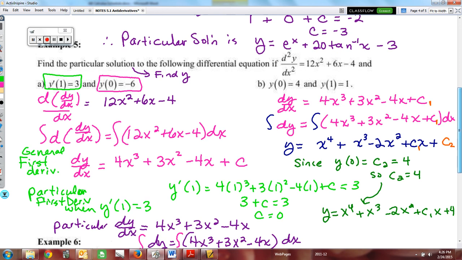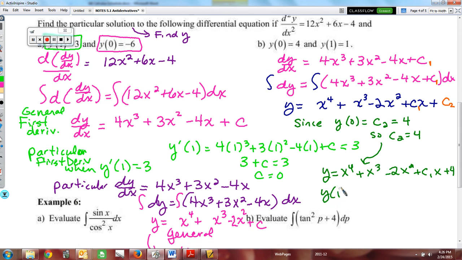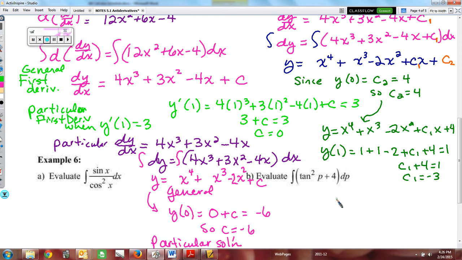That gets me halfway there. And then I use the other point, y of 1. 1 plus 1 minus 2 plus c1 plus 4 has to equal 1. So we end up with 2 minus 2, so c1 plus 4 equals 1, c1 equals negative 3. So my final answer, given those initial conditions, would be y equals x to the 4th plus x cubed minus 2x squared minus 3x plus 4, and that would be my final version.